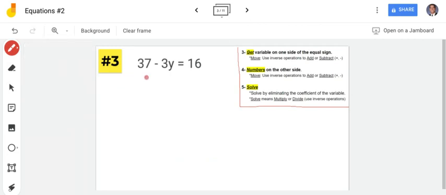Number 3, I have 37 minus 3y equals 16. Question number 1, do you see parentheses?